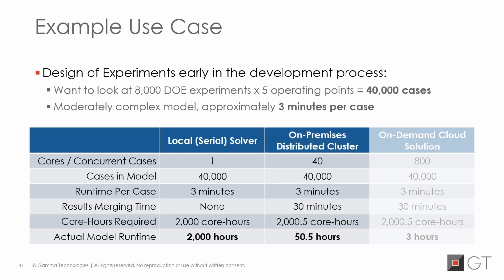Next, let's look at an on-premises distributed cluster. For this example, we can assume we have 40 cores and solver licenses available to us, which would be fairly typical for a small to medium-sized organization. We have the same 40,000 cases and 3 minutes per case, but in addition, running distributed adds a little bit of overhead to merge all the results back together into one file once the simulation is completed.